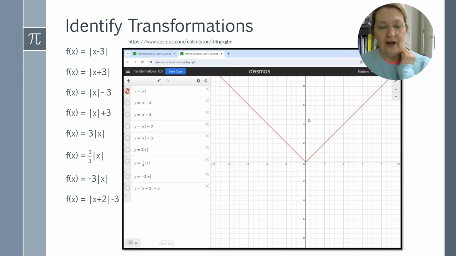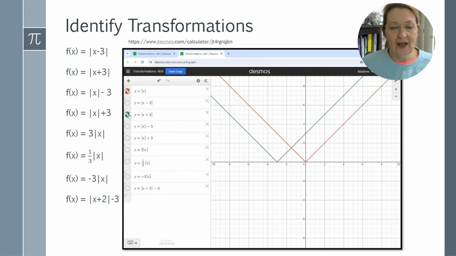First, we're going to subtract 3 within the grouping symbol, so that's an h, and it shifted it to the right. Now watch what happens at plus 3. Shifted it to the left. Here's a k, so it's going to shift it down. A plus k shifts it up.